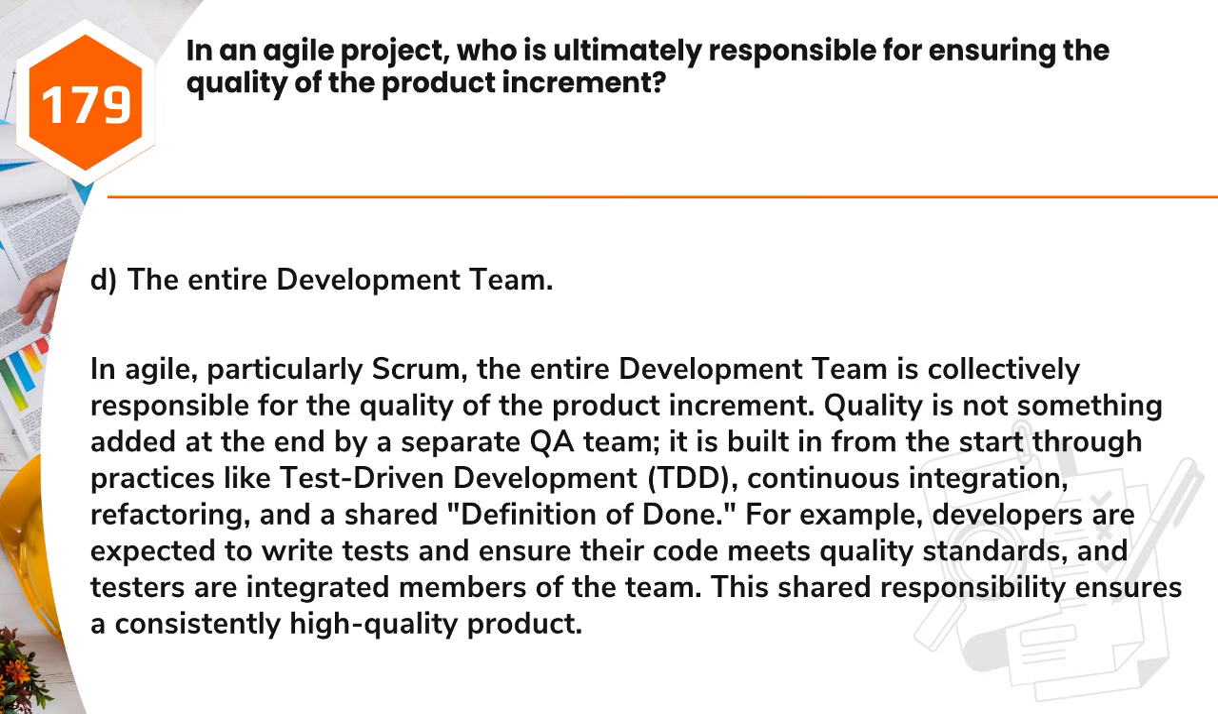Answer: D. The entire development team. In Agile, particularly Scrum, the entire development team is collectively responsible for the quality of the product increment. Quality is not something added at the end by a separate QA team, it is built in from the start through practices like test-driven development, TDD, continuous integration, refactoring, and a shared definition of done.